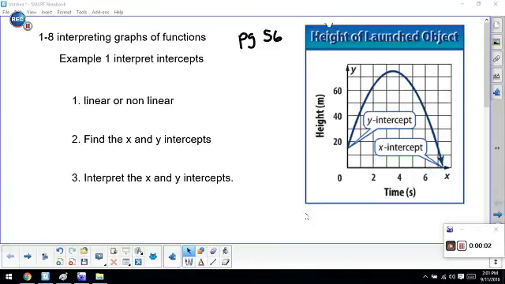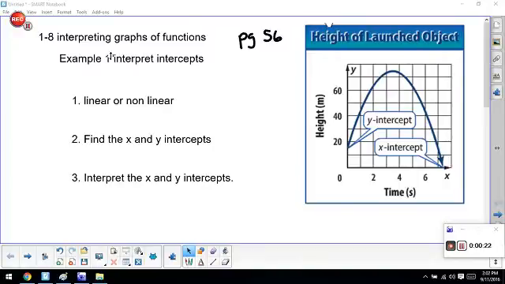Hey, hey. We are going to go ahead and take a look at section 1-8, interpreting graphs of functions. Now, this is on page 56 in your book. So if you don't have your book right now, just go ahead and pause the video, go grab your book, and see if we can work at this together.